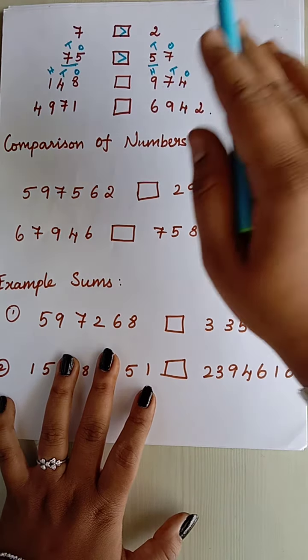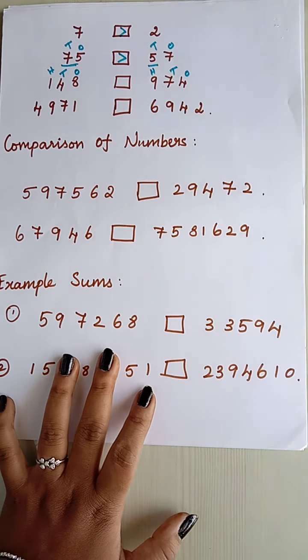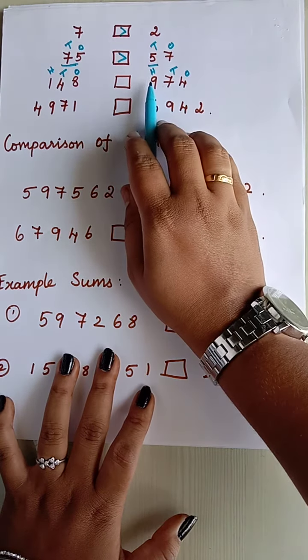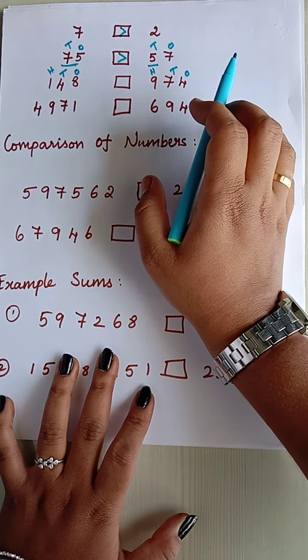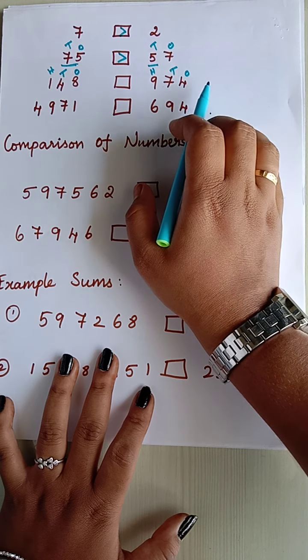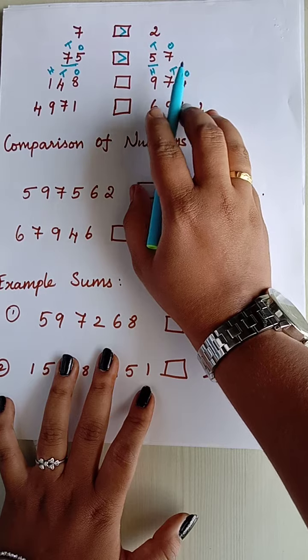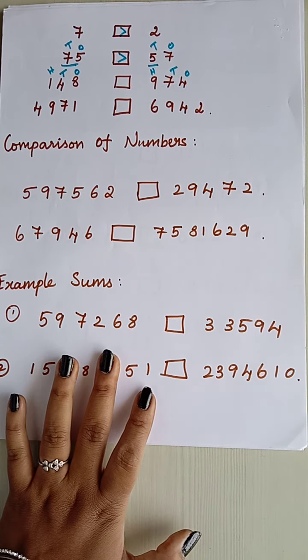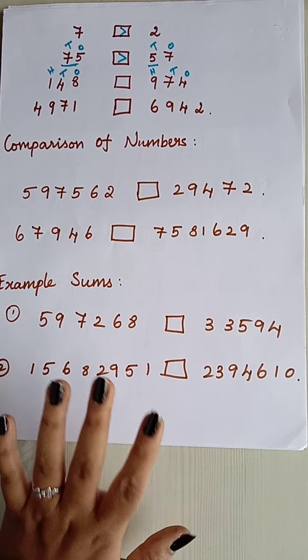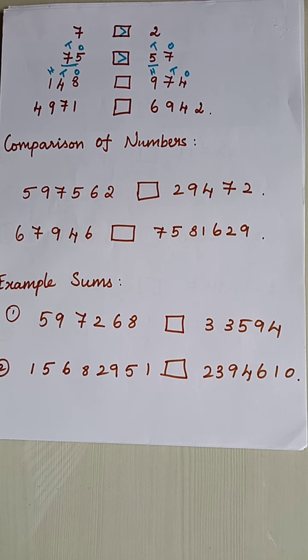Ma'am, I know ma'am, this is 100, this is 10. No, you should not argue in this place value itself, because if you write from here, the whole thing will be changed. So you have to write from the right side. This is ones, tens, hundreds, thousands, likewise. Clear?